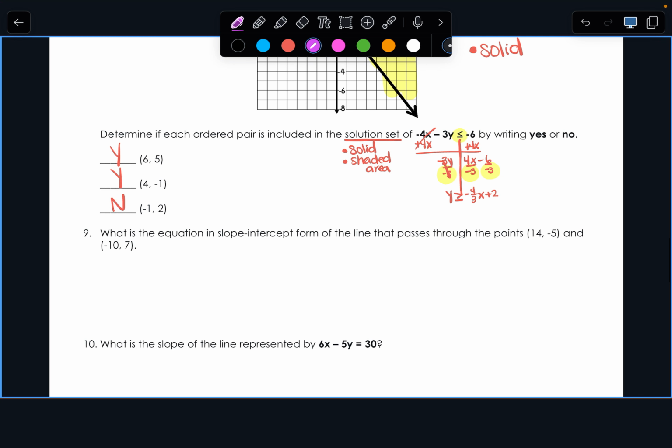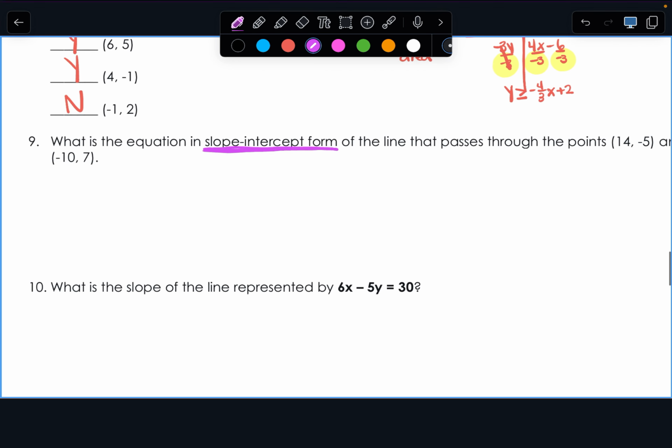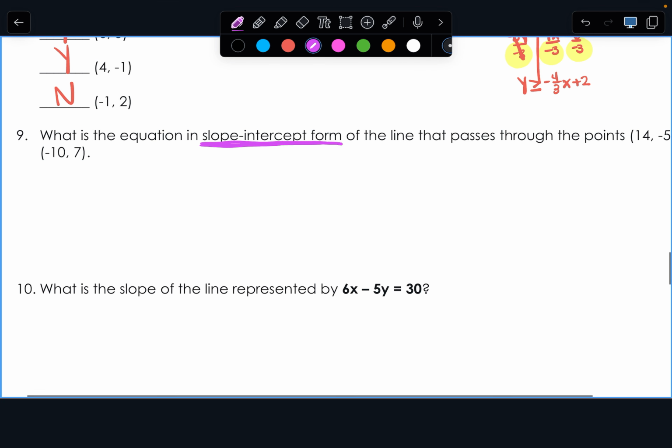Number 9. What is an equation in slope-intercept form? This is like the one that we did on the quiz that a lot of you got wrong. That number 6 that everybody got stuck on. What is slope-intercept form? Y equals mx plus b. Okay, so what 2 numbers do you need to write an equation in slope-intercept form? The slope and the y-intercept.